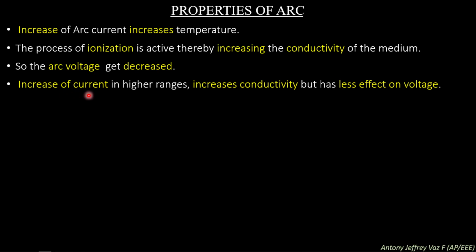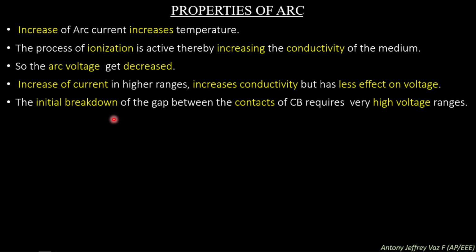So increase of current in higher ranges increases conductivity but has less effect on voltage. If we increase the current to very high values, this will not increase the voltage, it will decrease the voltage, because the potential difference across the arc gets decreased due to increased conductivity, because of the increased presence of ionized agents in the path of the arc. So increase of current has less effect on voltage.